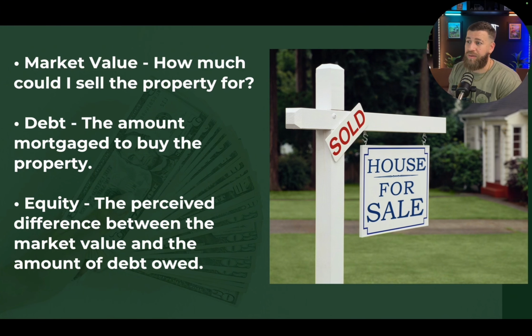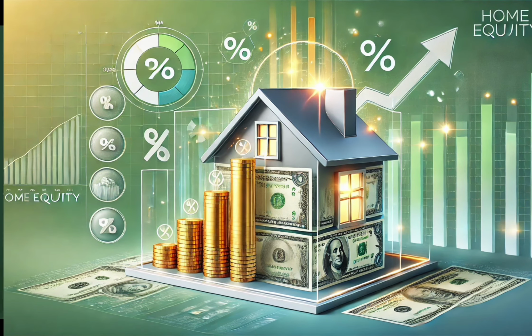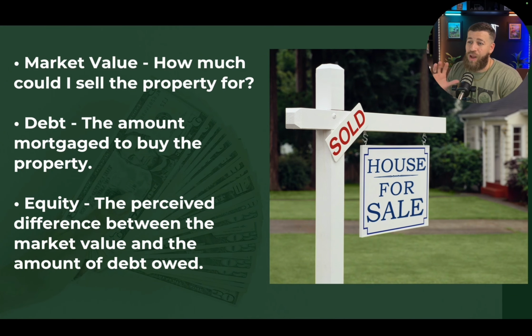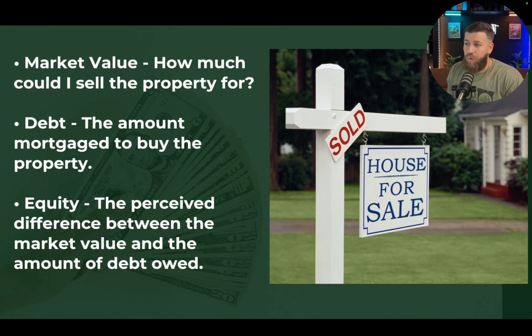Debt, the amount mortgaged to buy the property. And then equity, the perceived difference between the market value and the amount of debt owed. The unique thing about equity in a home is that, well, it's not yours. If you want proof, go ahead, try and take it out. You either need to sell the property or get a line of credit from a third-party lender, which requires approval with income verification and all sorts of red tape.